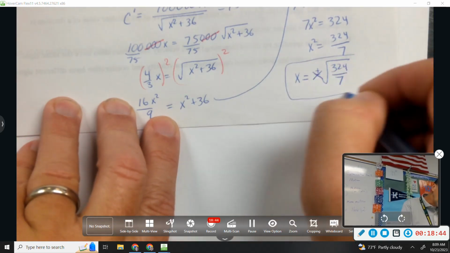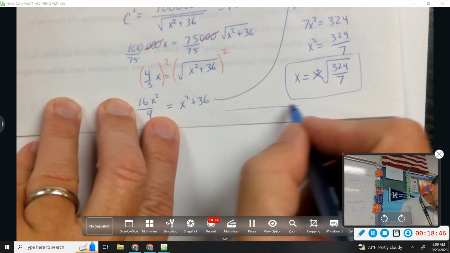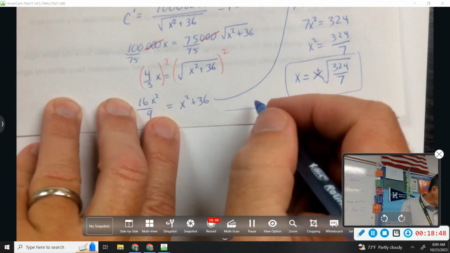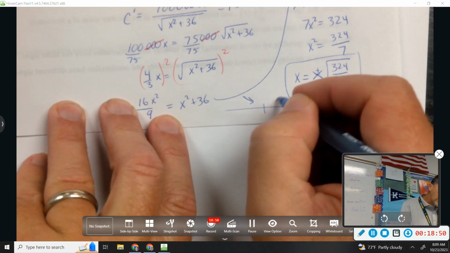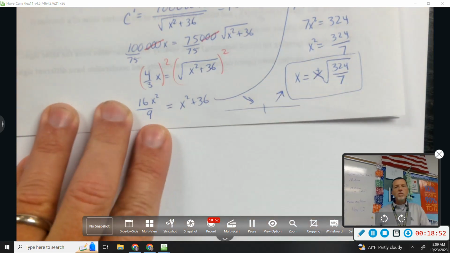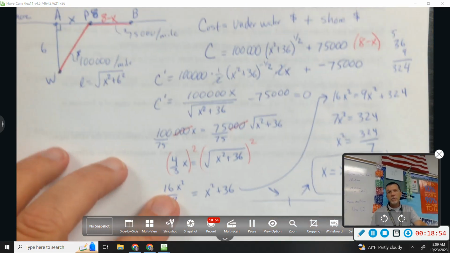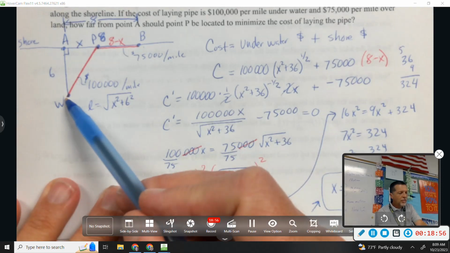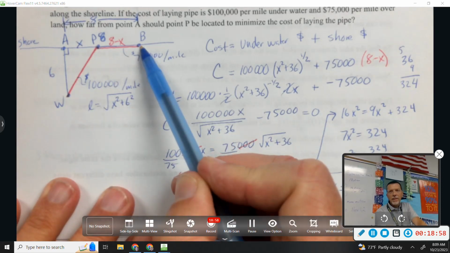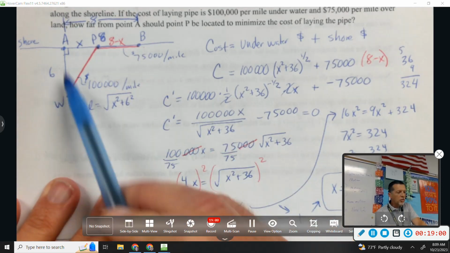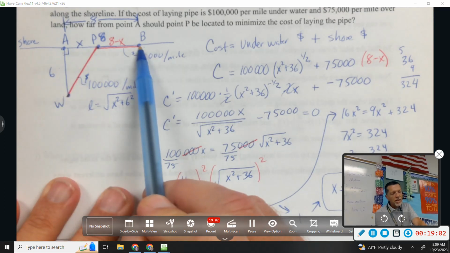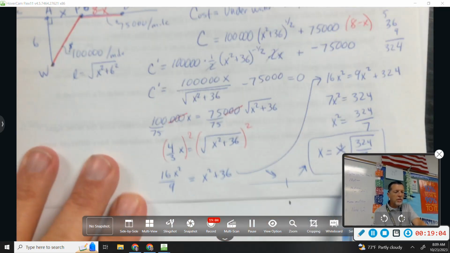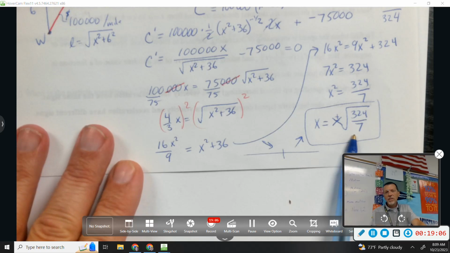So there's our answer. I suppose we should check it, but I'm pretty sure that's going to be a minimum. Just from the context of the problem, it makes sense that if we piped it straight underwater the whole way, that'd be a lot of money. But if we went straight to shore and then along the shore, that'd be a lot of money. And so somewhere in the middle is our best shot for saving money.